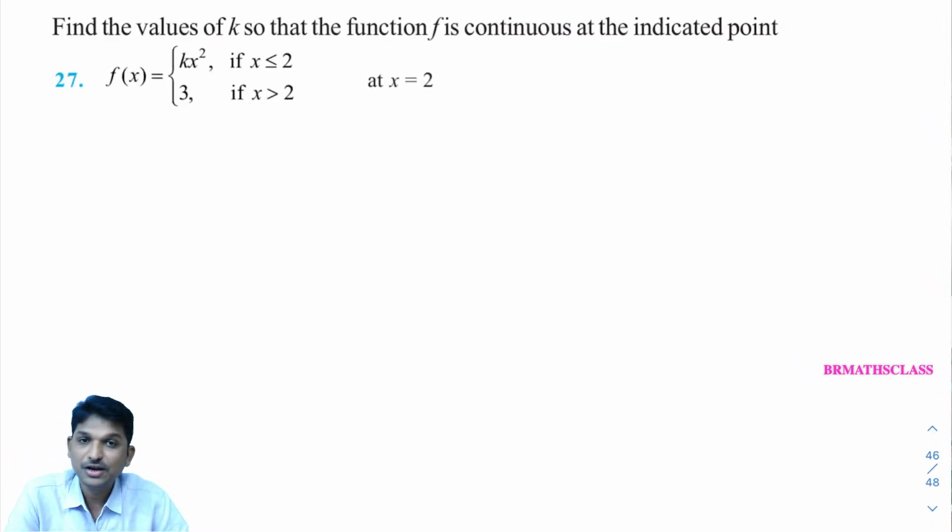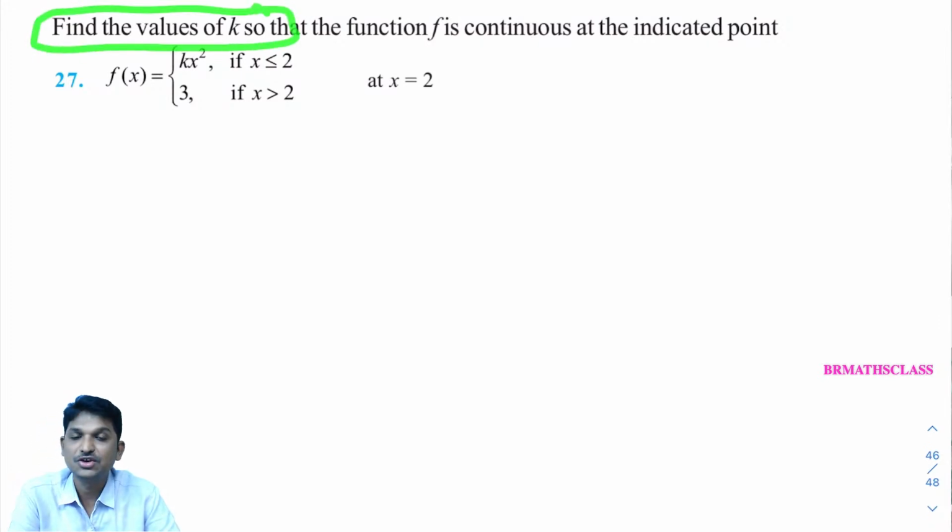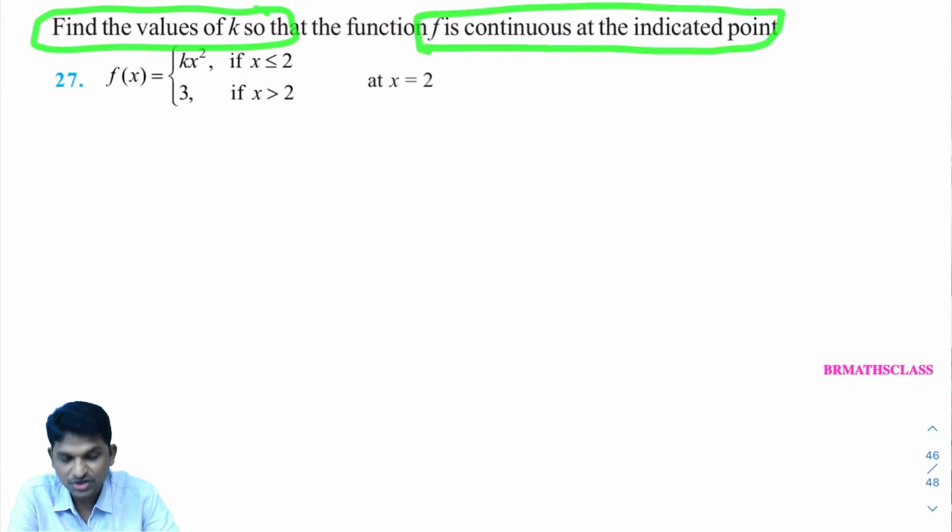Now we'll move to the second problem. You see this question, what are they asking? Find the value of K. We need to find the value of K. For that, what have they given? They have given that the function is continuous at the indicated point. What is the indicated point? The indicated point is at x equal to 2.